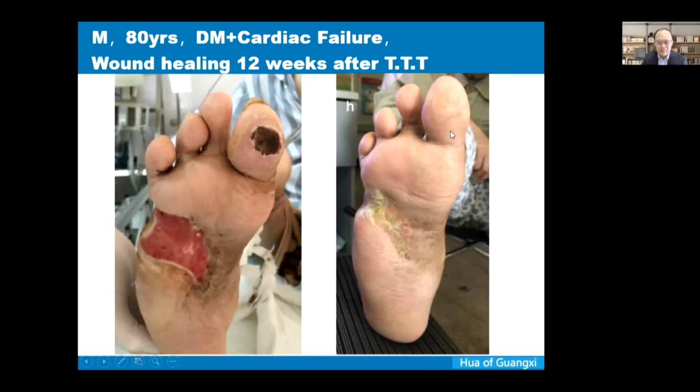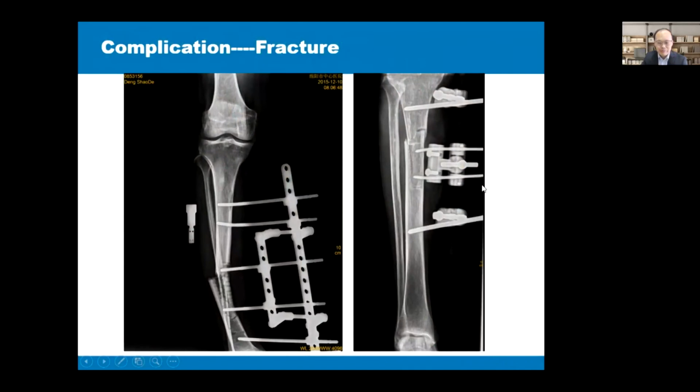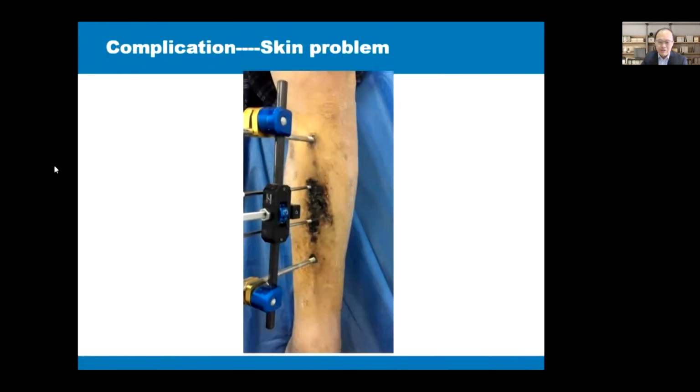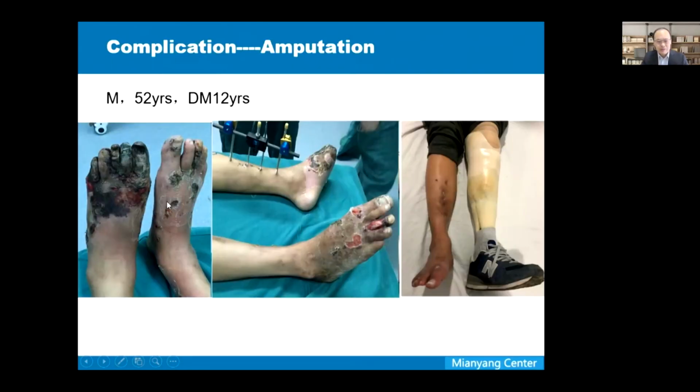You must see what the complications are. We found very few complications, such as fractures here and some skin necrosis here. This improved us to make modifications. Here we also found a few cases that must be amputated, absolutely.